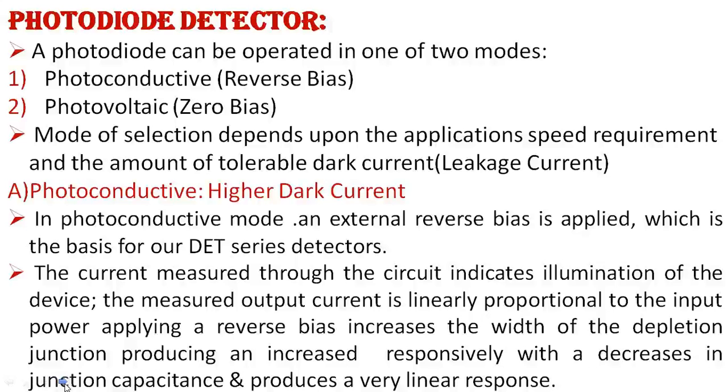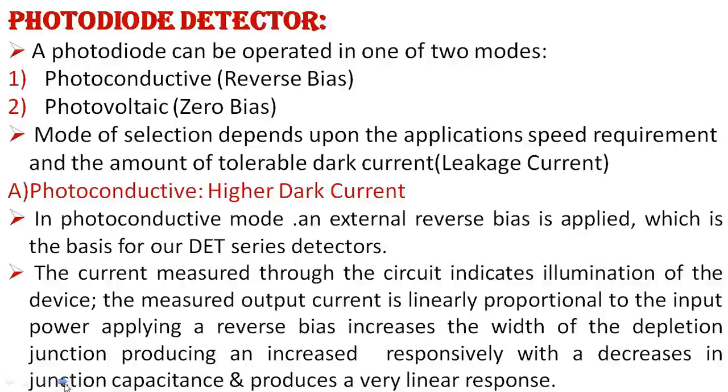Now next one is the photodiode detector. A photodiode detector can be operated in one of two modes: photoconductive, reverse bias, or photovoltaic, zero bias. Mode selection depends upon the application's speed requirement and the amount of tolerable dark current, that is the leakage current. Photoconductive has higher dark current.